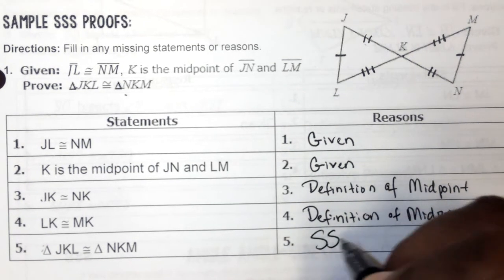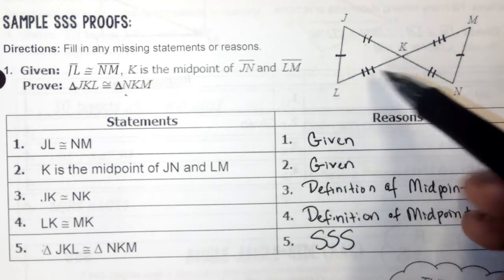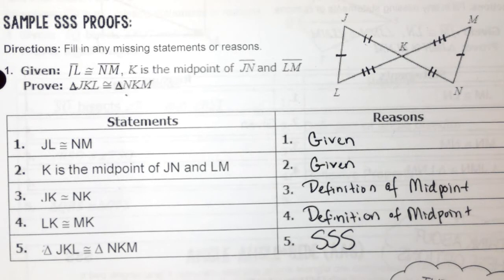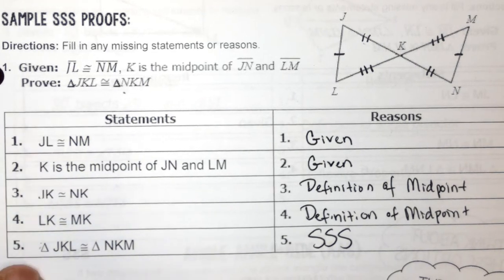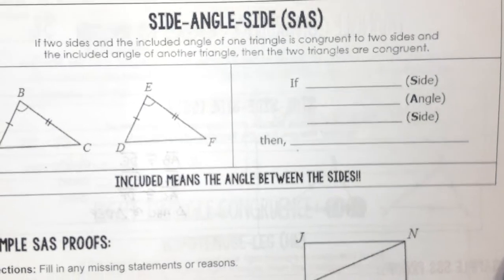SSS. If you mark your proof correctly, you'll be able to see it easily. This is side, side, side congruency. That is how you do a proof. We're going to keep going, though, because there are all kinds that we can do. Not a bad start, though, kids. We're going to speed up as we go. We'll get faster.